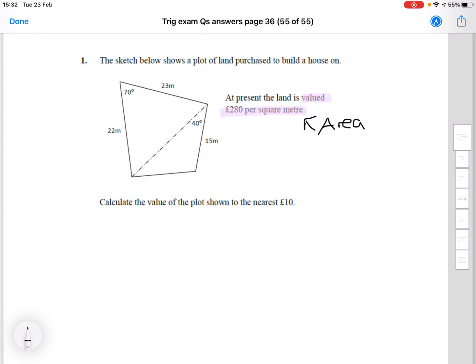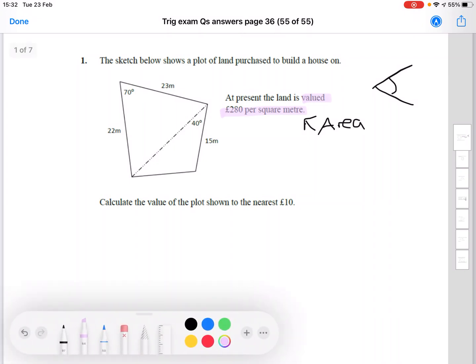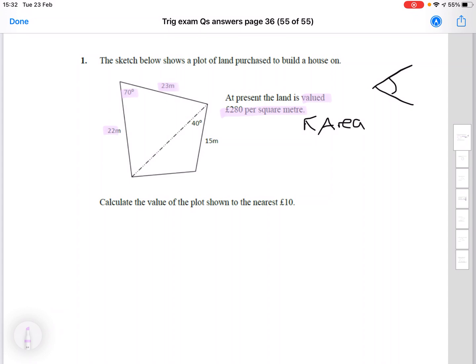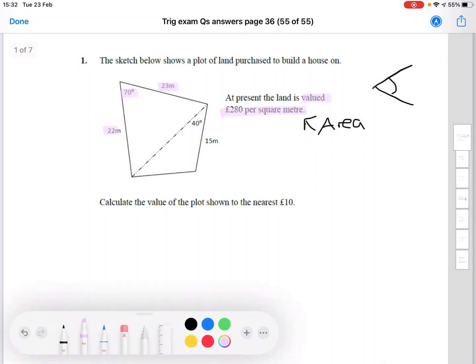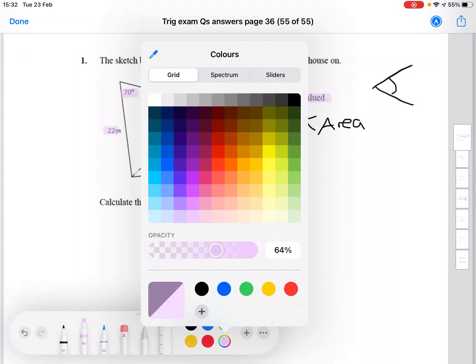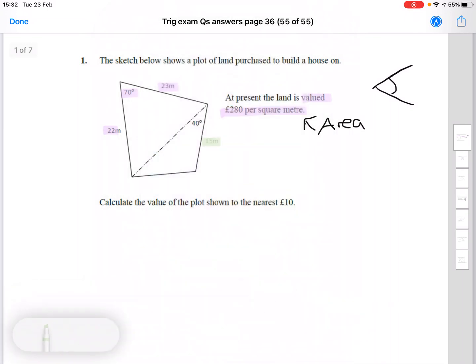So for area of a triangle, we need two sides and the angle in between. If you can see here, the shape is split into two triangles for you. In that top triangle, we've got two sides and the angle in between, so we could do the area of that triangle no bother. The bottom triangle, we have one side and one angle, so we would actually need a second side. We need this side here, the green one that I've highlighted, because we need the sides either side of the angle.